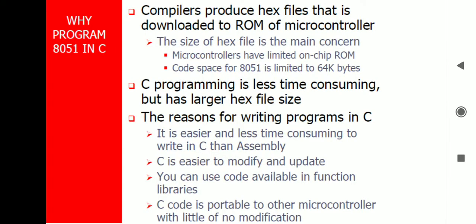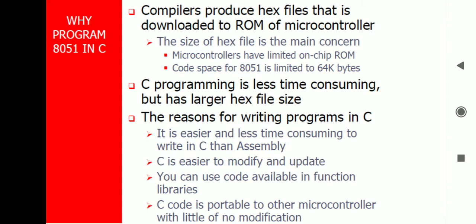A compiler produces a hex file that is downloaded to the ROM of the microcontroller. The size of the hex file is the main concern with the microcontroller. The microcontroller has limited on-chip ROM. The 8051 has only 4 kilobytes of on-chip ROM. C programming is less time consuming to write, but it produces a larger hex file.